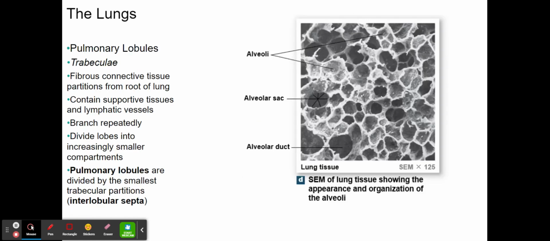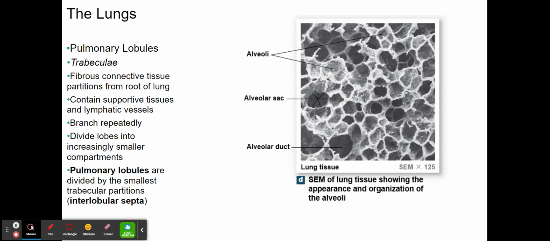The connective tissue of the root of each lung extends into the lung's parenchyma, or functional cells. These fibrous partitions, or trabeculae, contain elastic fibers, smooth muscles, and lymphatic vessels. The trabeculae branch repeatedly, dividing the lobes into even smaller compartments. The branches of the conducting passageways, pulmonary vessels, and nerves of the lungs follow these trabeculae. The finest partitions, or the interlobular septa, divide the lung into pulmonary lobules. Branches of the pulmonary arteries, pulmonary veins, and respiratory passageways supply each lobule.